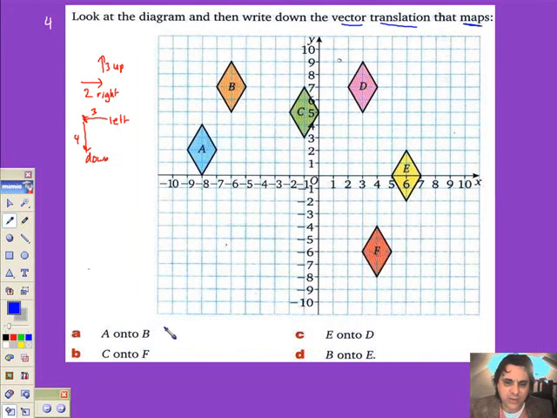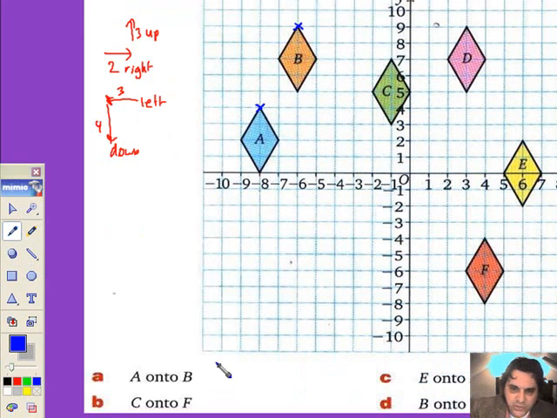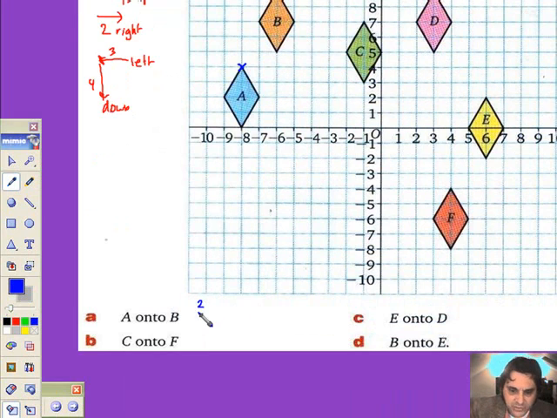I want to map A onto B. In other words, get me from A to B somehow. And if I look at this square right here, or this point right here, this vertex, I want to translate it to its image B, like so. How do I do that? 1, 2 to the right, then 1, 2, 3, 4, 5. So it's going to be not 2 right, 5 up, but 2, 5 written like that as a column vector.